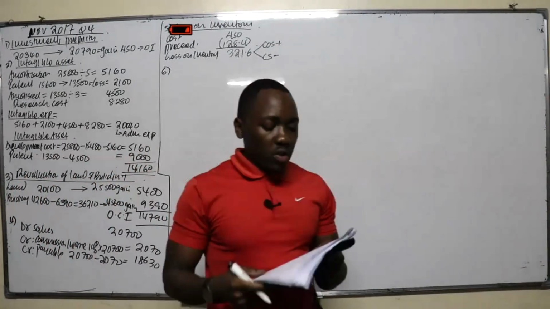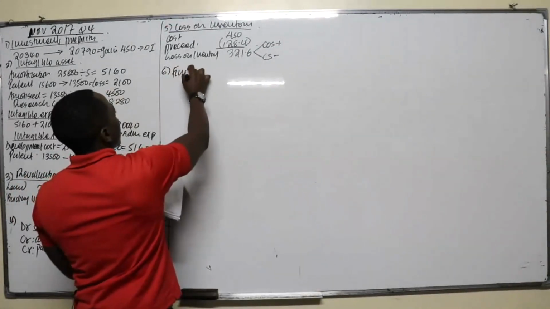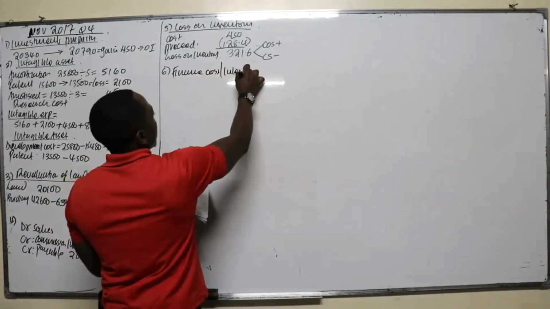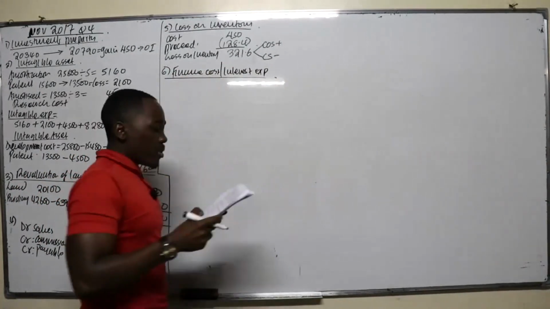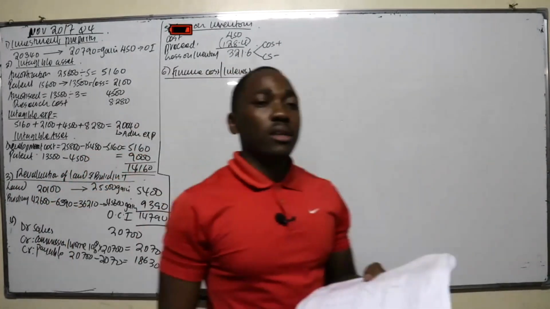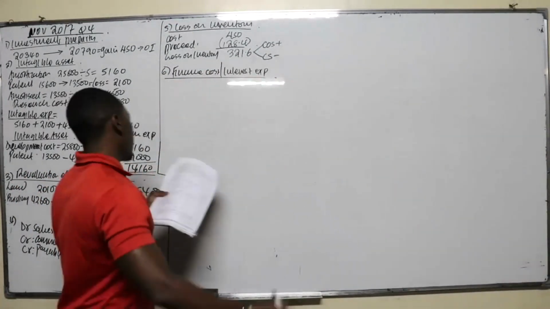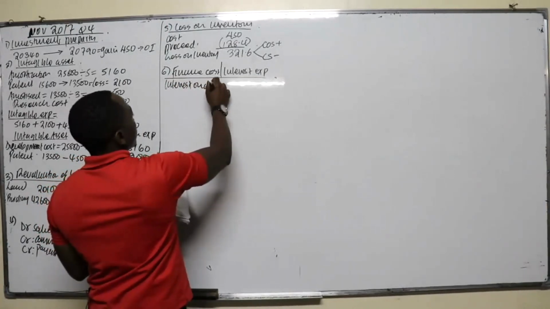Finance cost comprises... Finance cost is the same as the interest. It's the same as interest expense. Number 1, we have interest on debenture. Does interest on debenture qualify to be a finance cost? So we have interest on debenture.